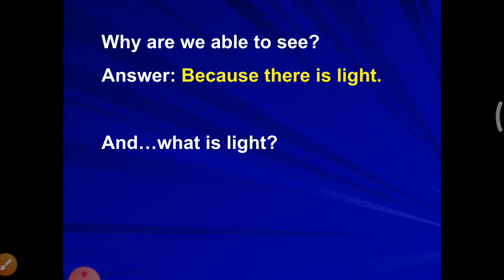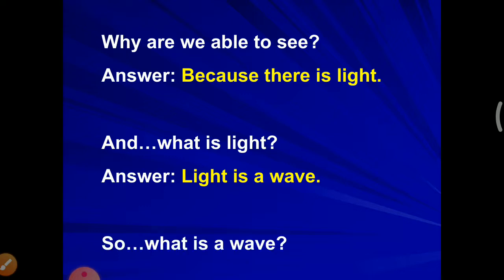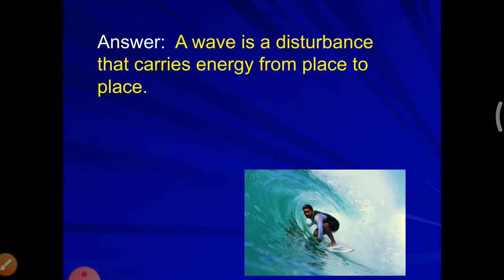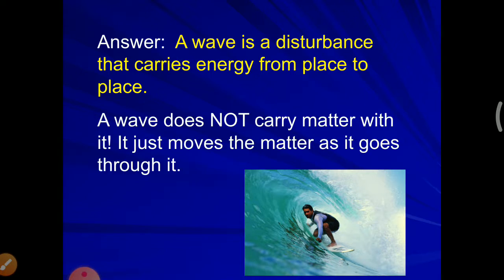And what is light? Light is a wave. So what is a wave? A wave is a disturbance that carries energy from place to place. A wave does not carry matter with it, it just moves the matter as it goes through it.